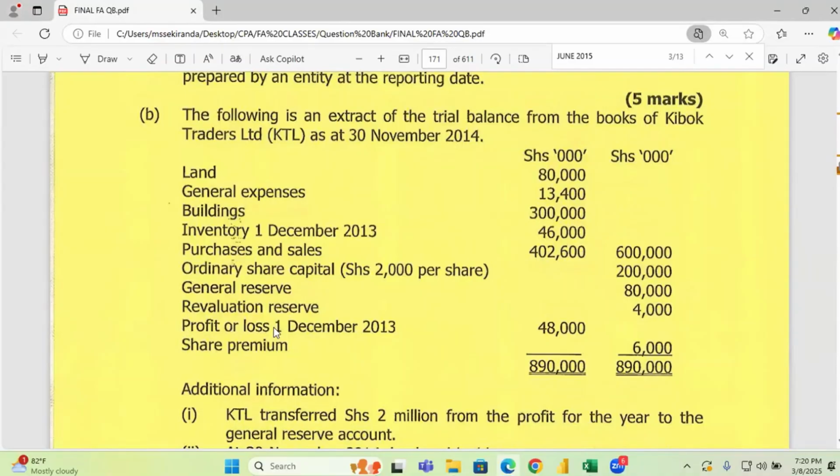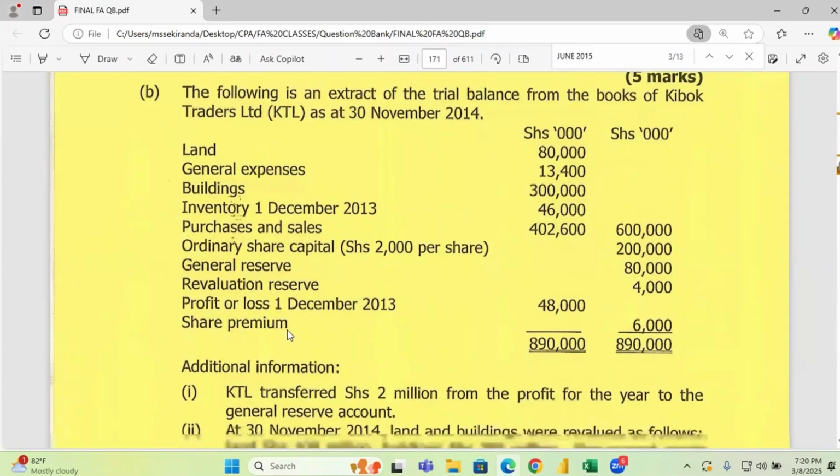As long as they put a date and the date is the beginning or the ending date, it is either retained earnings at the beginning or retained earnings at the end. So when you look at our reporting period of 30th November 14, it means this year must have started 1st December 2013. So this is the retained earnings as at the start of the year, profit or loss as at 1st December. Then we have share premium.